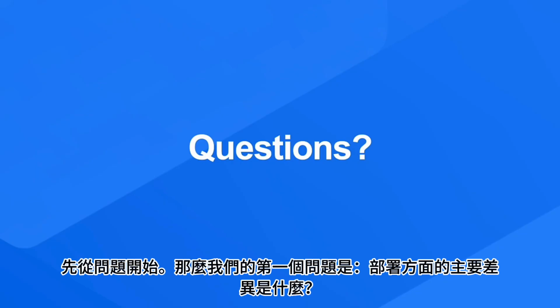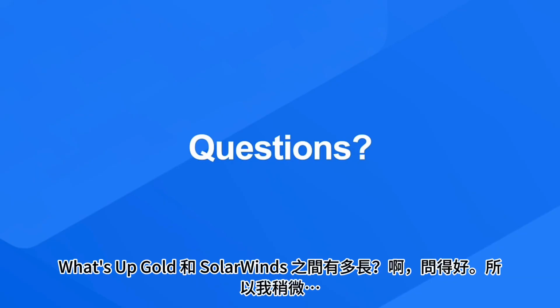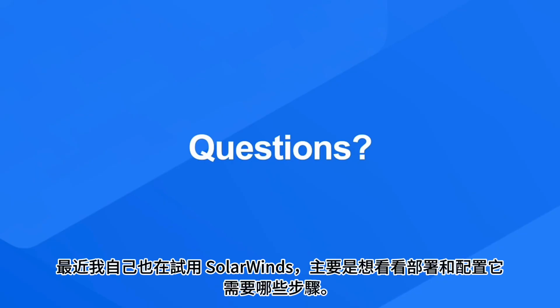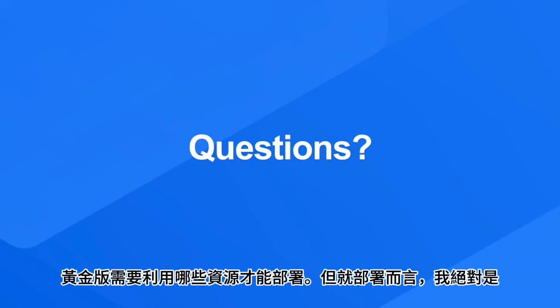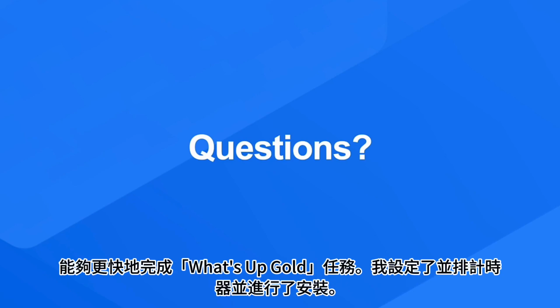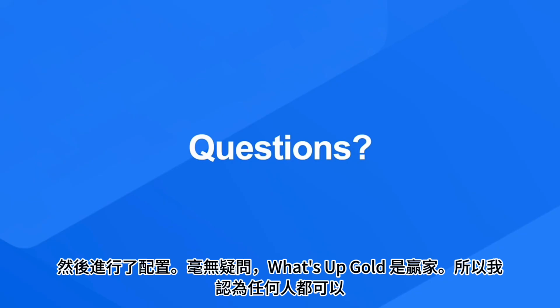So first question we have here. What are the key differences in deployment time between WhatsUp Gold and SolarWinds? A very good question. So I did a little bit of playing with SolarWinds recently myself, really to try and see what it takes to deploy, configure, what the actual differences are. And I found that SolarWinds actually requires double the resources that WhatsUp Gold does in order to deploy it. But deployment-wise, I was definitely able to get WhatsUp Gold done faster. I kind of set up side-by-side timers and did the installation, then did configuration. It was hands down WhatsUp Gold was a winner.